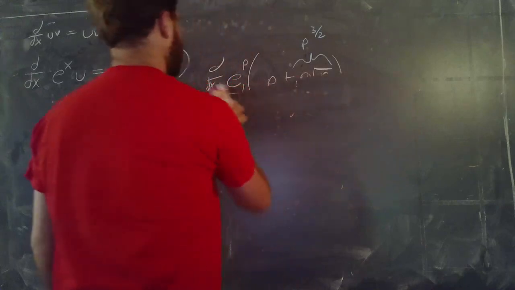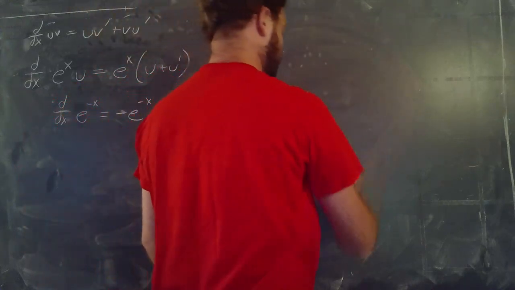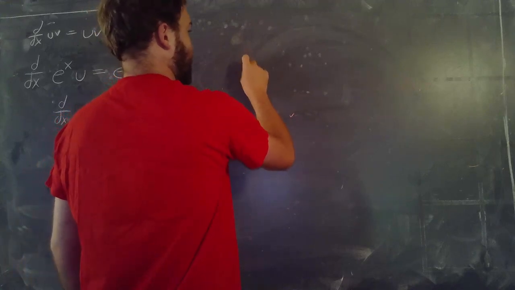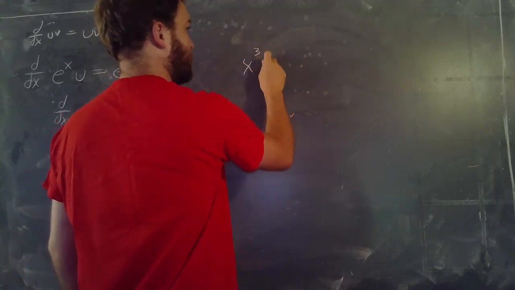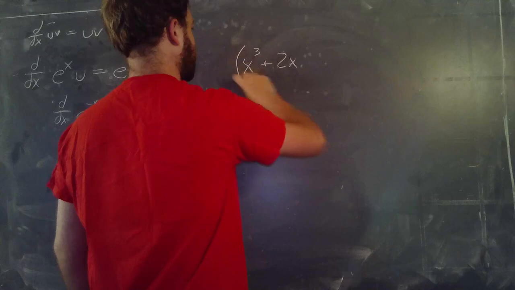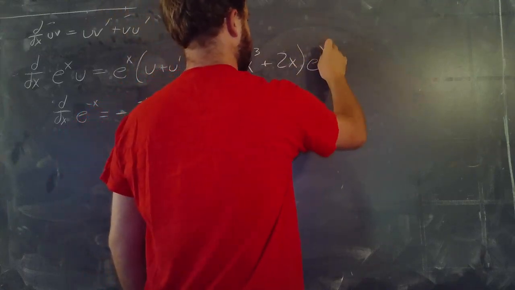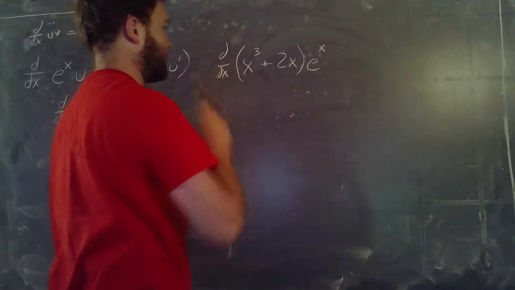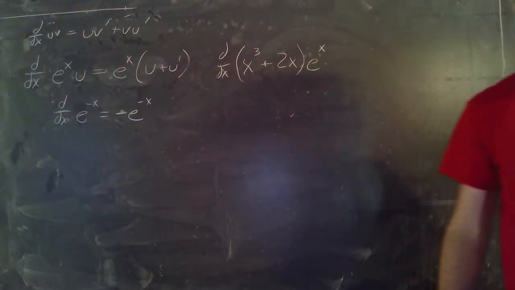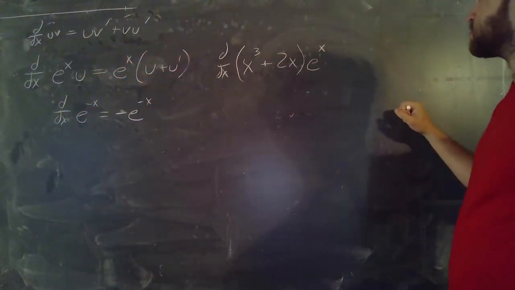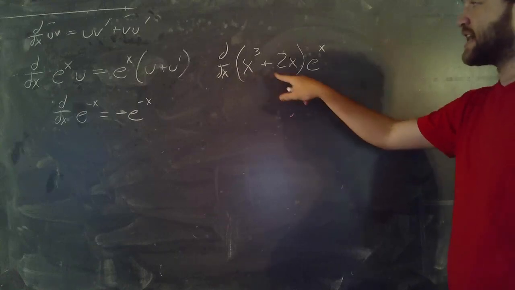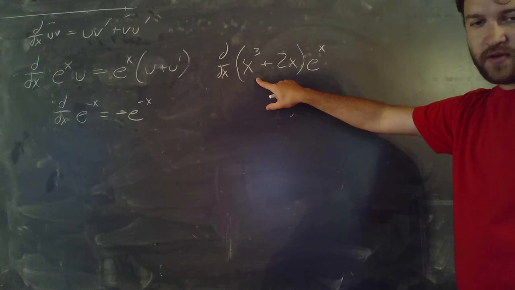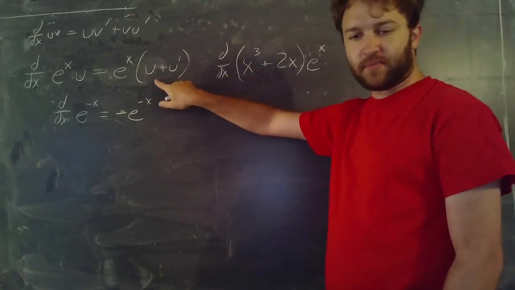Next example, again, has e to the power x in it. It is going to be x to the third power plus 2x, all times e to the power x, and we are trying to find this thing's derivative. So again, notice that we have this nice polynomial situation, and I'll leave this as an exercise for you to figure out, but you can actually use the simplified formula for this.